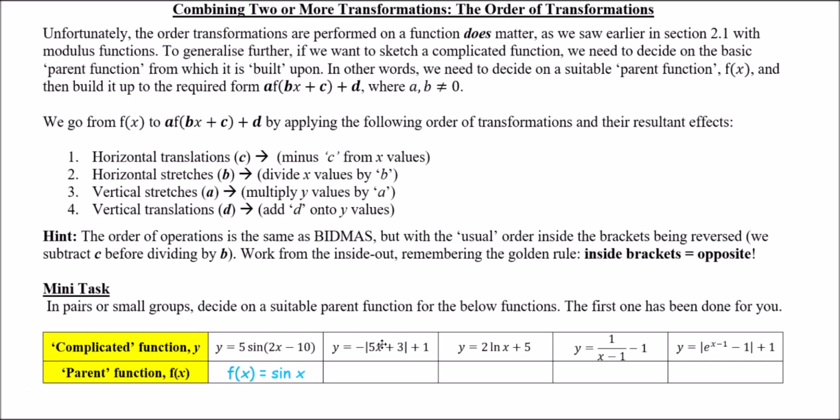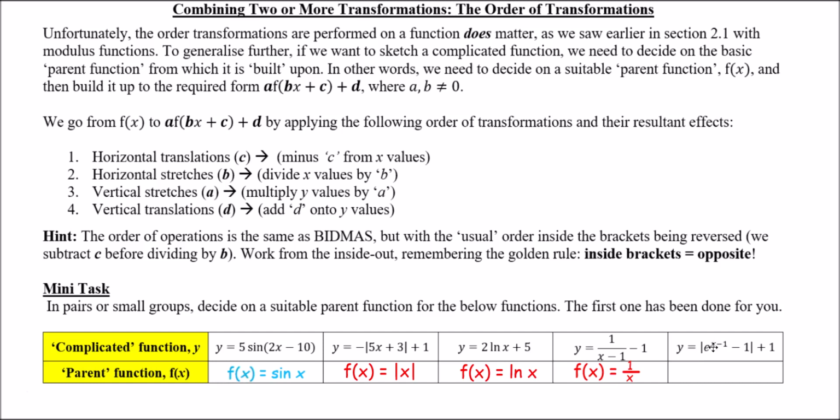This one here, the main thing that's happening is that this is a mod function, so the parent function would be f of x equals mod x. In function notation, the main thing for this one is that it is a natural log type of function, so the parent function f of x would be simply ln x. This one, the main characteristic is that it's a reciprocal function, and the main reciprocal function starts with k over x. So the most obvious place to start here would just be to take y as 1 over simply x, though we can translate from there.